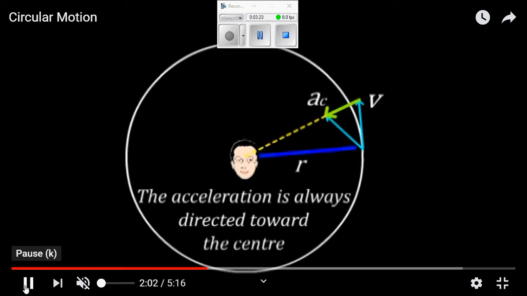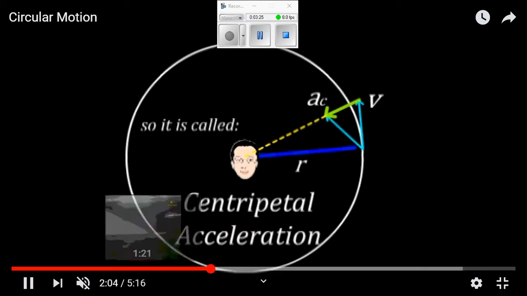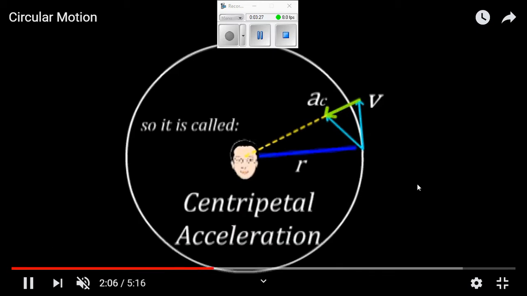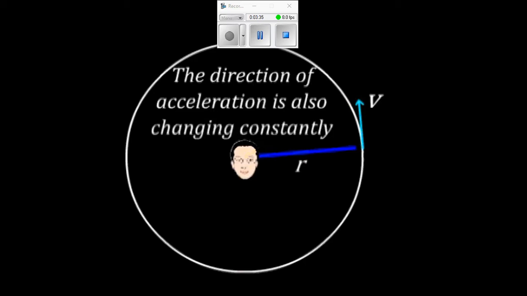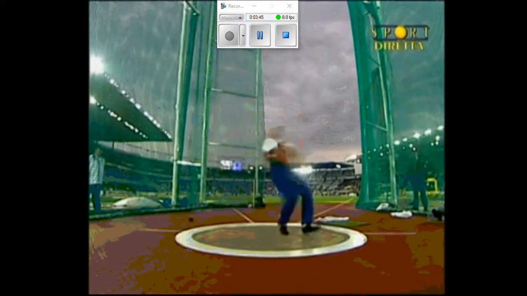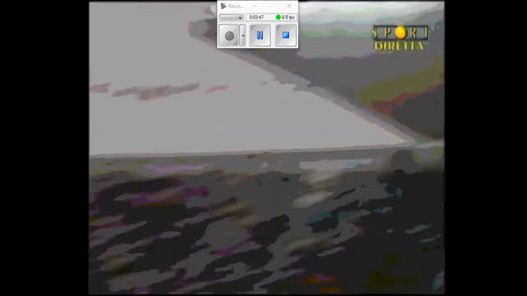So that's pretty important. We call this centripetal acceleration. And there's the formula. It's on your formula sheet that you have to know for centripetal acceleration: velocity squared divided by the radius. And it says the direction of the acceleration is also constantly changing. So the direction of the acceleration is always towards the center of the circle in circular motion.